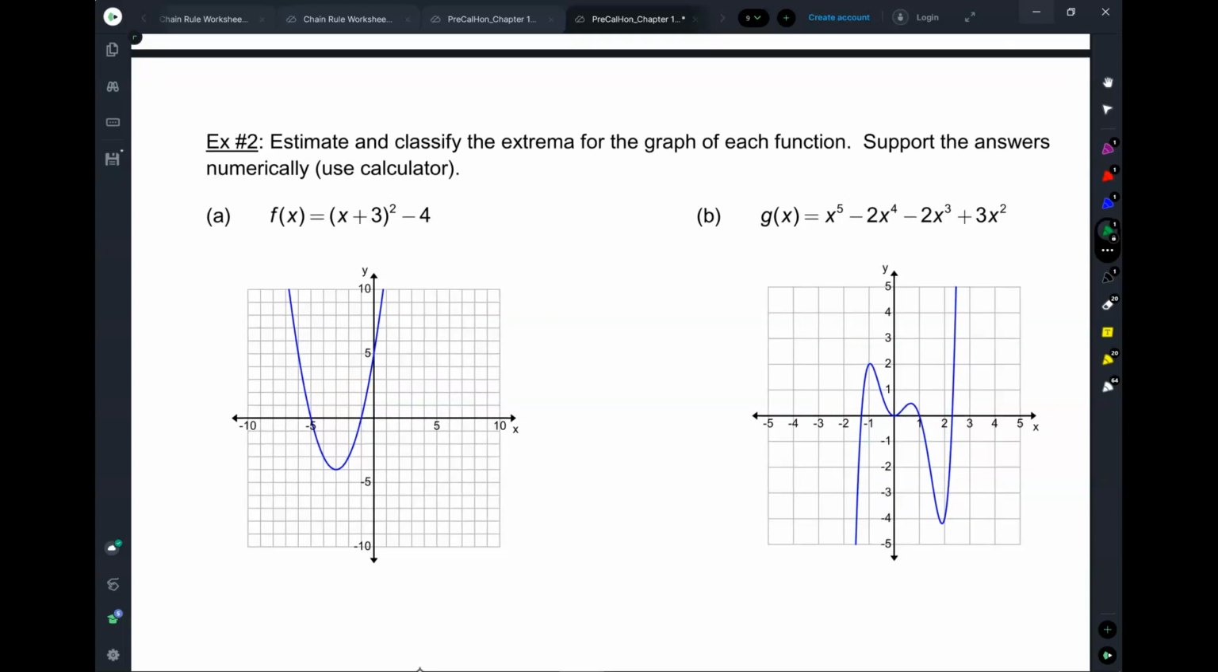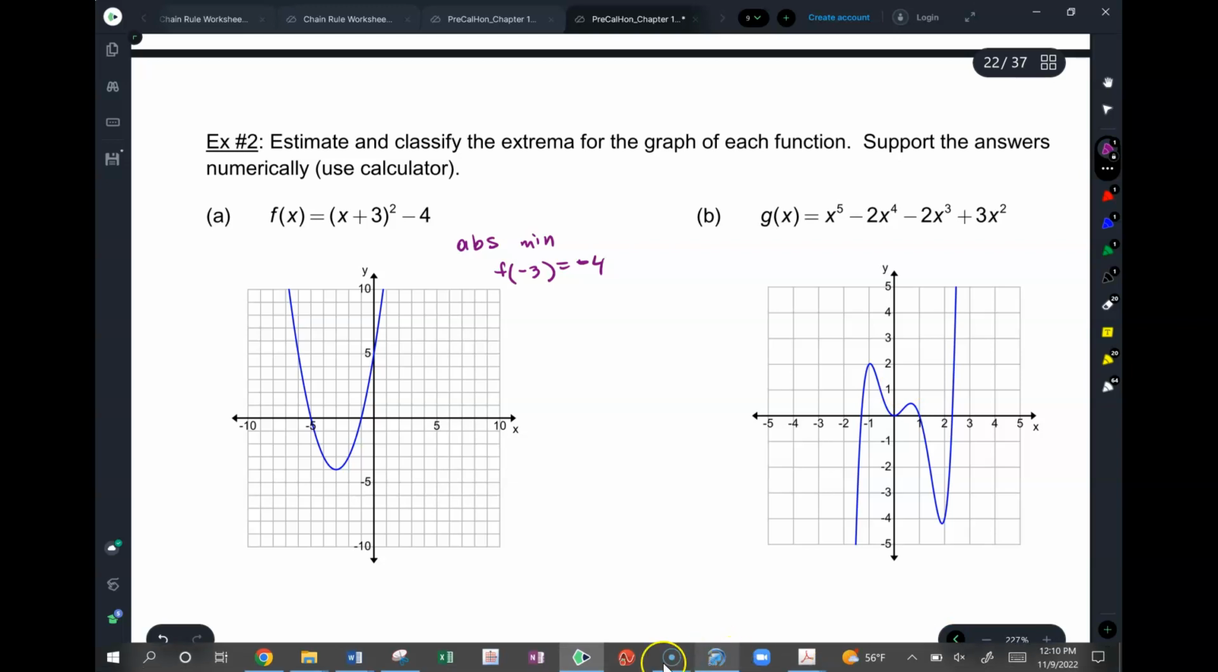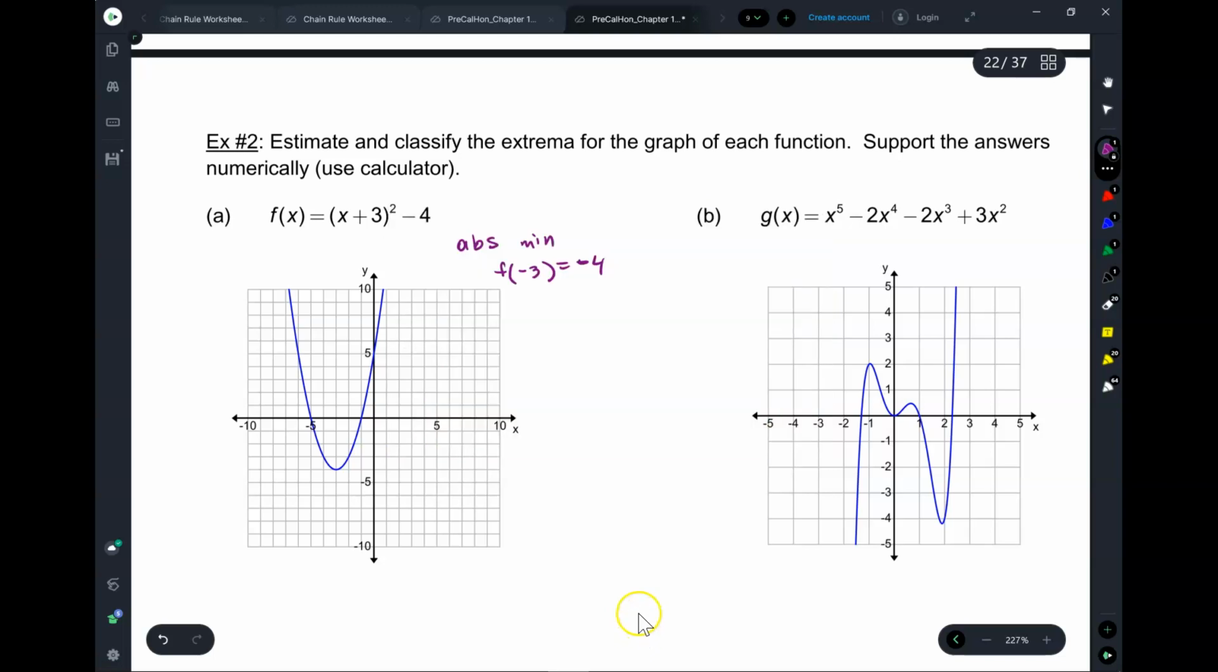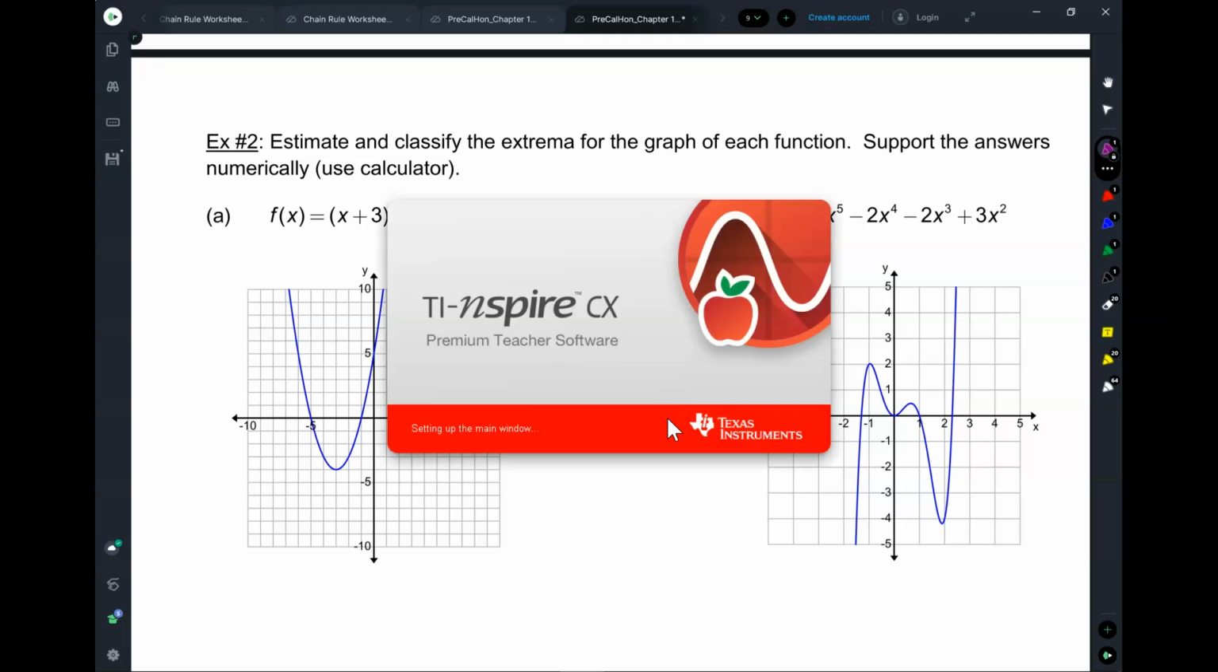estimate and classify extrema. So what do you guys think about the first one? Absolute minimum is f of what? F of 3 equals -4. Okay. For the next one, you guys are comfortable using a calculator? Let's plug it into the calculator for the next one. Why can't you say the absolute maximum is near infinity? Because it has to be a point. And infinity can never be a point because it's not a defined value.